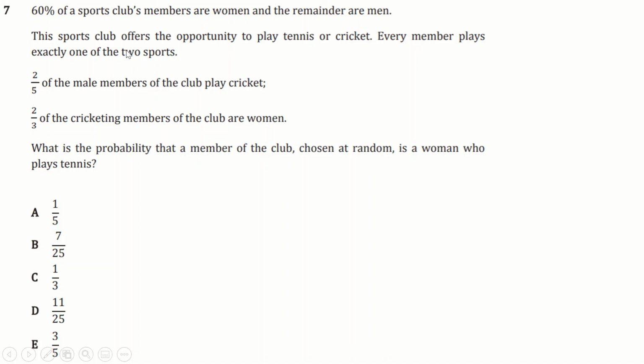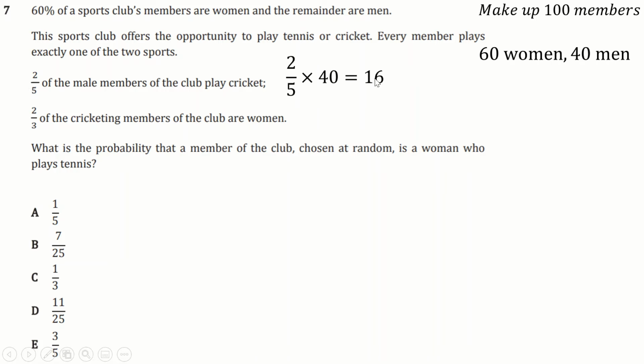Anyway, this one, again, my favorite trick when it comes to percentages or ratio or anything: make up a number. Literally just pretend there are 100 members of this club. If there are 100 members of this club, then there are obviously 60 women and 40 men, according to this line. If you've got 40 men and 2/5 of them play cricket, well, we know how to work out 2/5 of 40. That means 16 of them play cricket.